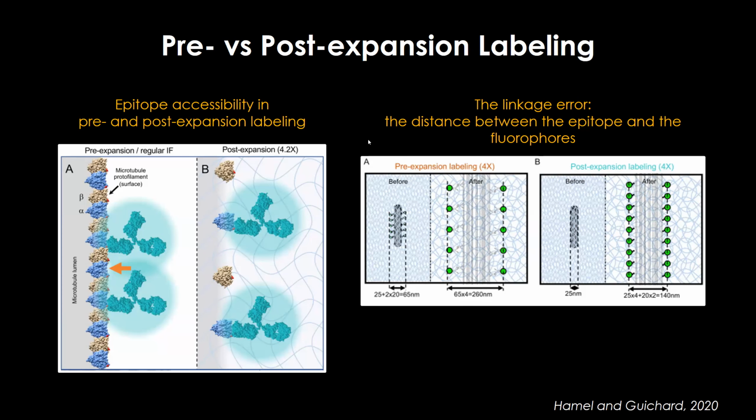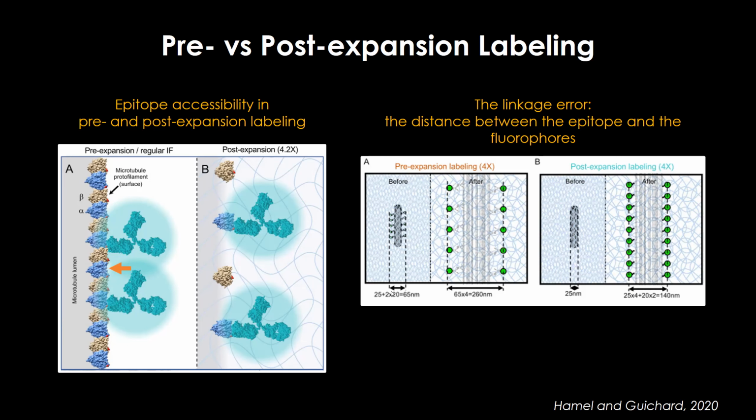Next, what are the advantages of post-expansion staining versus pre-expansion staining? When you stain your sample before the expansion, some of the epitopes are masked just because of the physical sizes of the antibodies that bind to these epitopes. For example, this epitope won't be able to bind to the antibody, and after expansion, it's accessible to the antibody to bind.